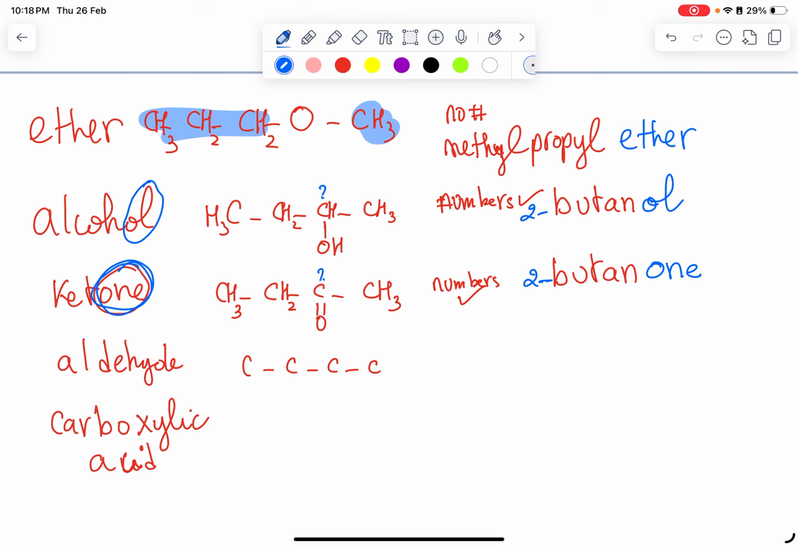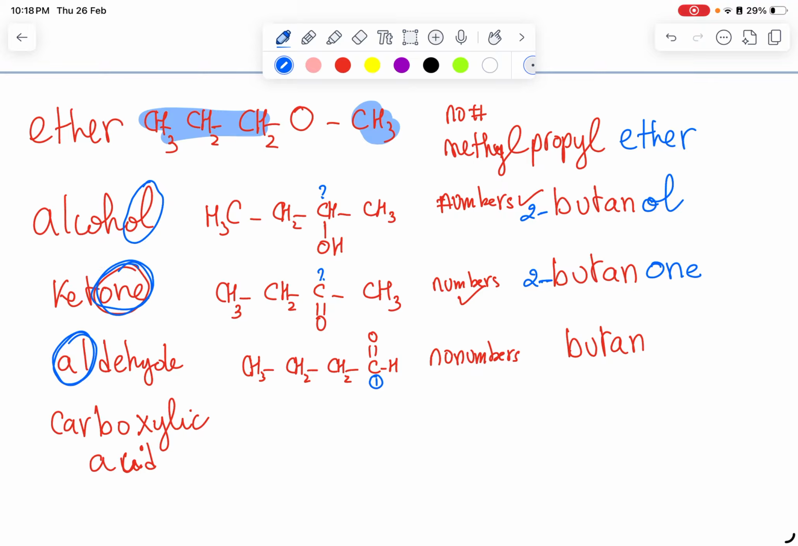Now let me write again the same one, but this time I want to make it an aldehyde. Remember, I told you the aldehyde, the carbonyl group must be at the end. So this should be at the end or at the beginning if you want. There's a hydrogen. So in aldehyde, this is always number 1. You start numbering and counting from here. Aldehyde starts with al. So here, no numbers except for the branches if I have a branch somewhere. So you're just gonna say butan and you're gonna end it with al. No numbers.